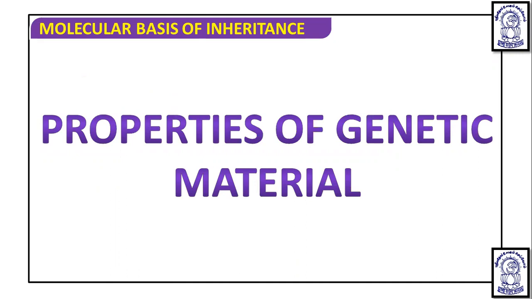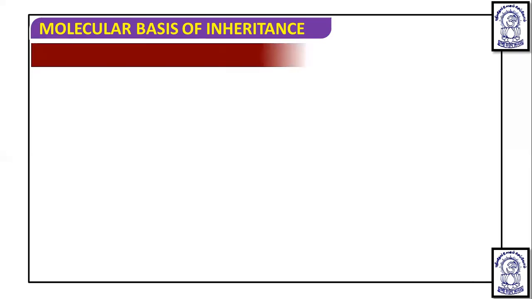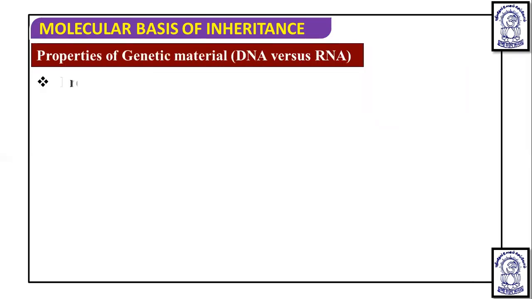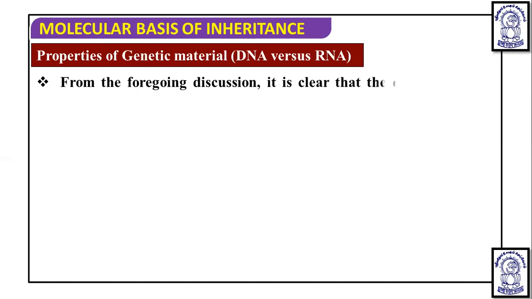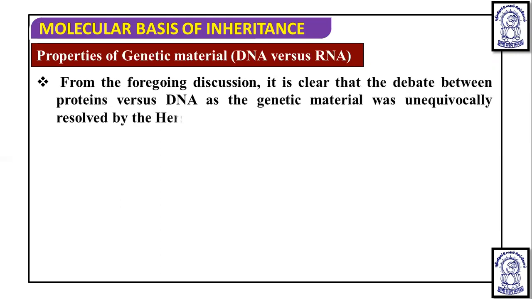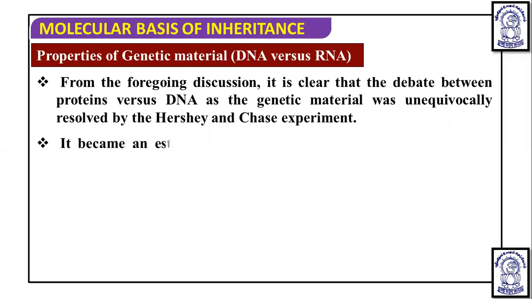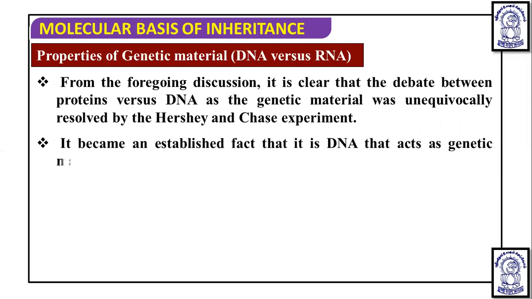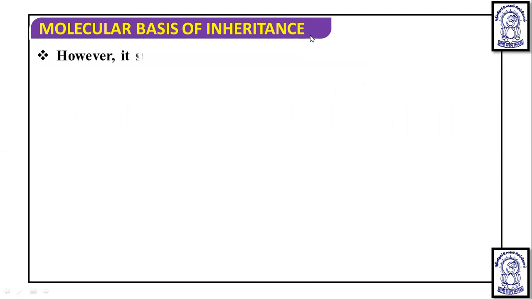Now after this we are going to discuss the properties of the genetic material, which can be described by these properties. From the foregoing discussion, it is clear that the debate between protein versus DNA as the genetic material was unequivocally resolved by the Hershey and Chase experiment. It became an established fact that it is the DNA that acts as a genetic material.